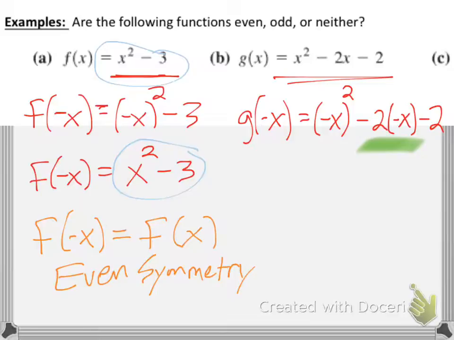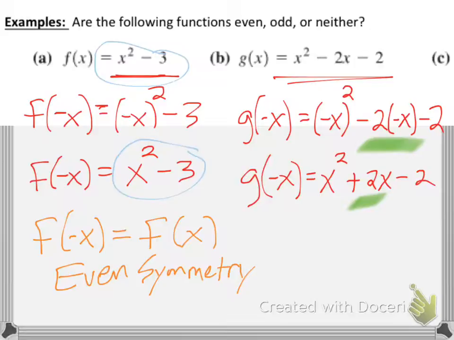And this one's not going to have even symmetry because I'm not going to get out the same g of x function that I started with. So now that could mean something else. I'm just rewriting as I go along. So what I end up with is x squared plus 2x, right? Because it's negative x times negative 2 minus 2. We had one little adjustment. That changed sign. That's it.